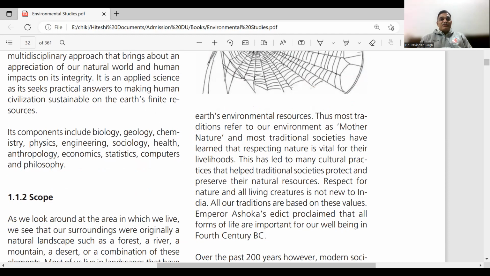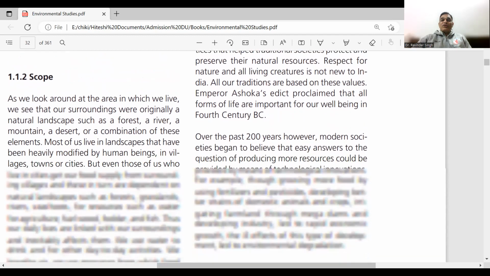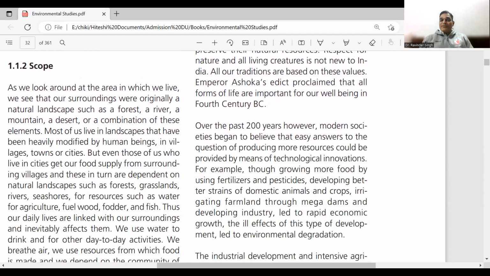Thus, most traditions refer to our environment as Mother Nature, and most traditional societies have learned that respecting nature is vital for their livelihoods. This has led to many cultural practices that helped traditional societies protect and preserve their natural resources. Respect for nature and all living creatures is not new to India. All our traditions are based on these values. Emperor Ashoka's edict proclaimed that all forms of life are important for our well-being in the 4th century BC.